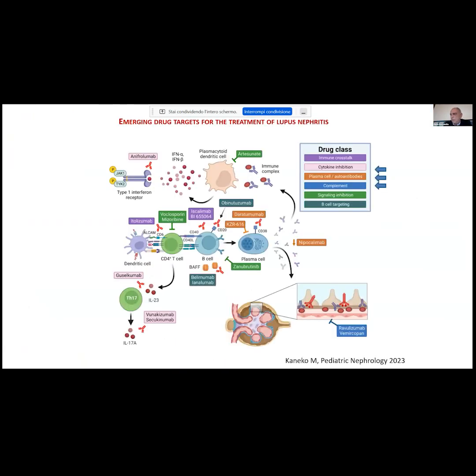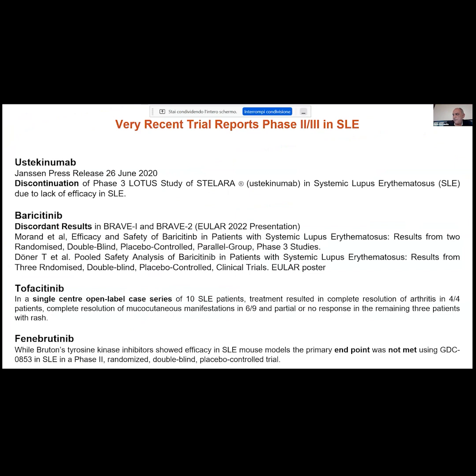A plethora of new agents are under study, and among the others, a phase 3 trial with ustekinumab was prematurely discontinued for lack of efficacy. The effectiveness of tofacitinib is supported by limited data. The primary endpoint was not met with fenebrutinib, despite a strong inhibition of Bruton tyrosine kinase.